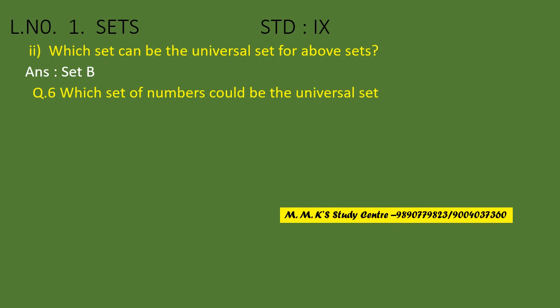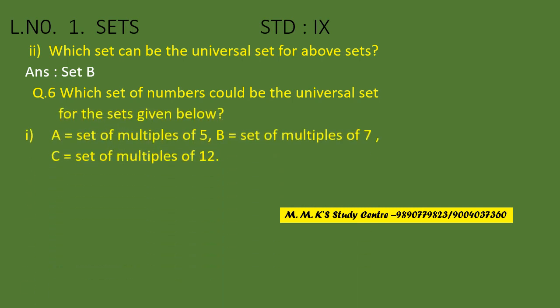Which set of numbers could be the universal set for the sets given below? So here three sets are given, children. A is a set of multiples of 5, B is a set of multiples of 7, and C is a set of multiples of 12. So in the answer, first we'll write down these sets A, B, C. Set A is the table of 5, means multiples of 5. Set B is multiples of 7, means table of 7. And set C is the table of 12.